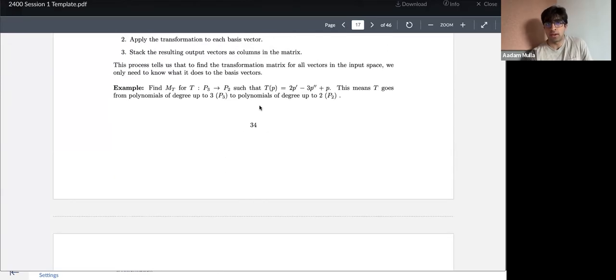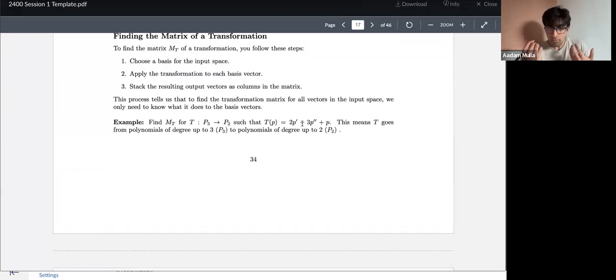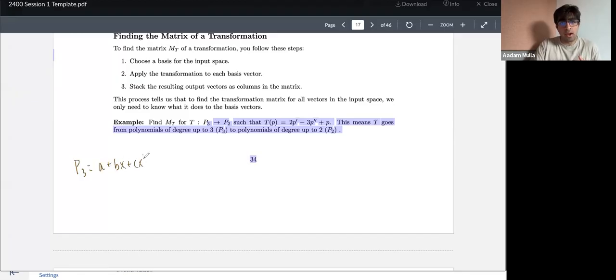Here, where are the vectors? There are no clear vectors; we're dealing with polynomials. So what we need to learn is how to choose a basis for the input space. How do we choose a basis for P3 so that we can represent things as vectors? Let's think: what is P3? It's polynomials of the form a plus bx plus cx squared plus dx cubed. What's a good basis for P3? A good basis for P3 is 1, x, x squared, and x cubed.